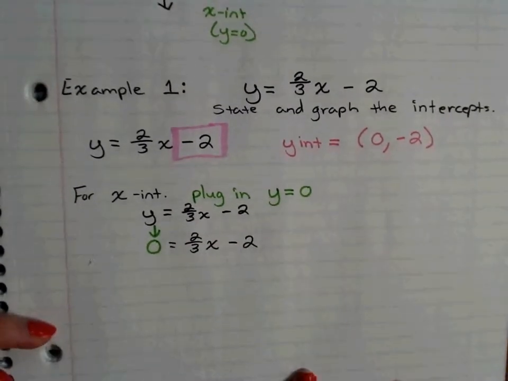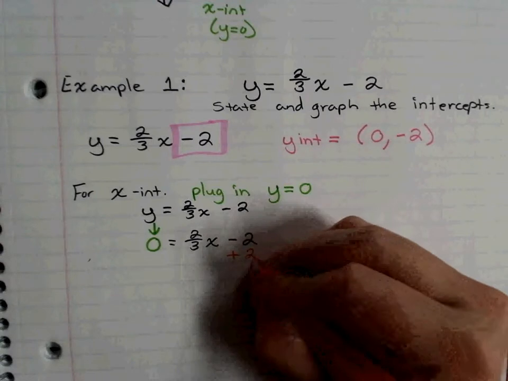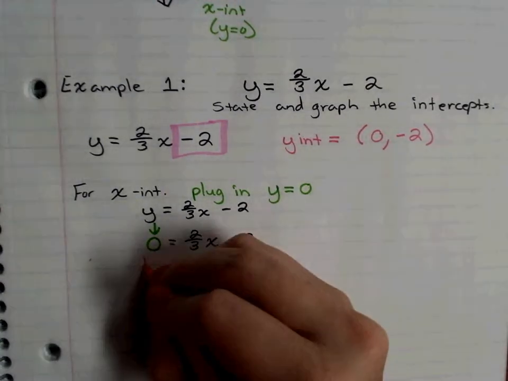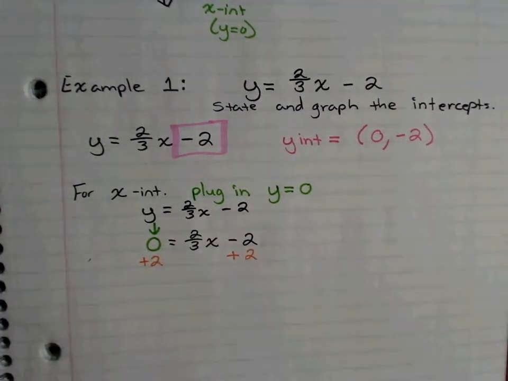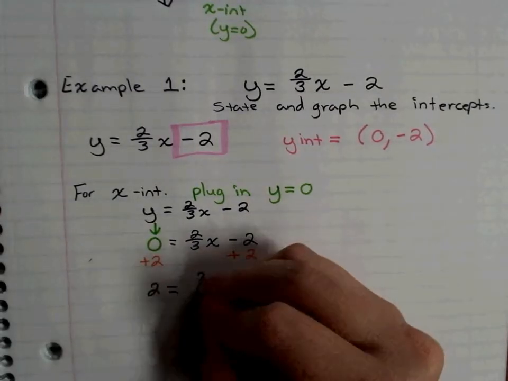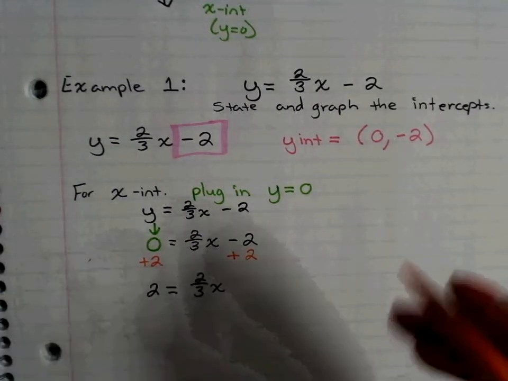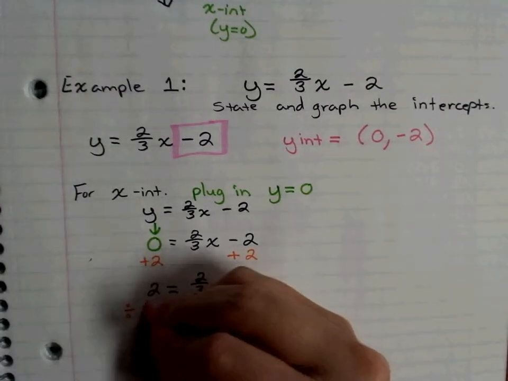Who can raise their hand and tell us what are we going to do first to solve? Heaven? Add 2 to both sides. Very good. So we would add 2 and add 2. So that's going to give us a positive 2 is now equal to 2/3 x. What's the next step to solving? Grant? Divide 2 by 2/3 x. Very good. So we're going to divide both sides by 2/3.